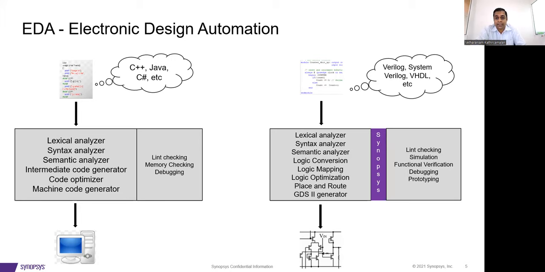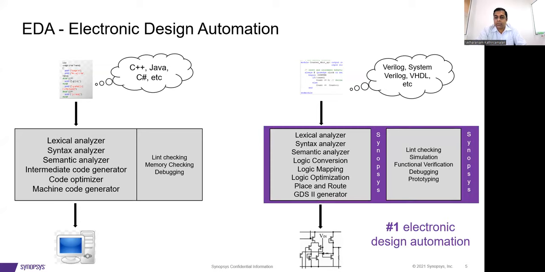Prototyping is typically, since this end is actually a hardware, what you do is you take this hardware description language program or a design, and then put it onto a programmable hardware entity where you can test it, running it on actual hardware to see how it runs or how it will be when you have actually fabricated it. So all these steps again require tools which Synopsys supports. And those tools together, all of them together, form the electronic design automation suite.